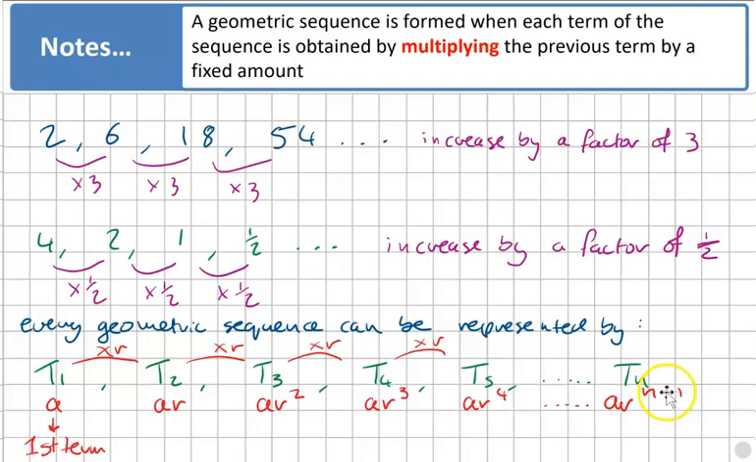So notice that, for example, term 4, another way to represent this is ar to the power of 3. And 4 minus 1 gives us 3. And this is the pattern the whole way along. Likewise with term 5. Term 5 can be represented by ar to the power of 4, and 5 minus 1 is 4. And likewise again, term 3 can be represented by ar squared, and 3 minus 1 is 2. So that's where the n minus 1 is coming from in our formula.